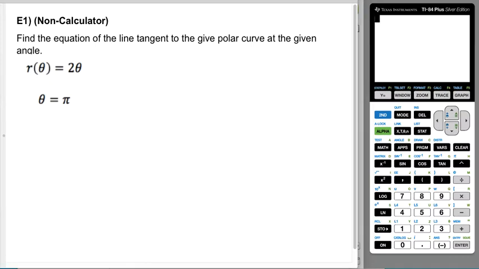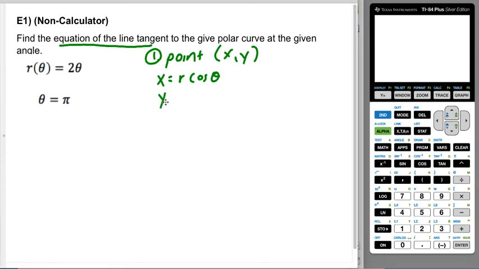So we're going to find the equation of the line tangent. So notice I want the equation of the line tangent. That means I need two things. Number one, I need a point. Well, my point is going to be x comma y, not r comma theta, because I want the equation of the tangent line in terms of x and y. That's how we would get this line. So my x is going to be r cosine of theta. My y is going to be r sine of theta. In this case, my r is 2 theta, so 2 theta cosine theta and 2 theta sine of theta.